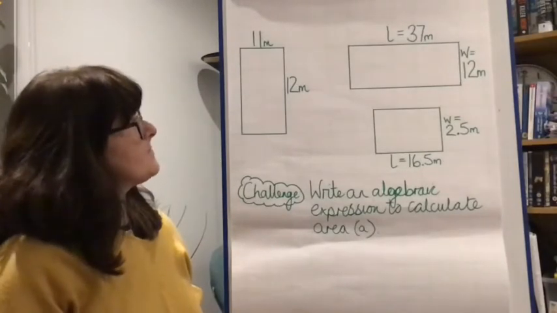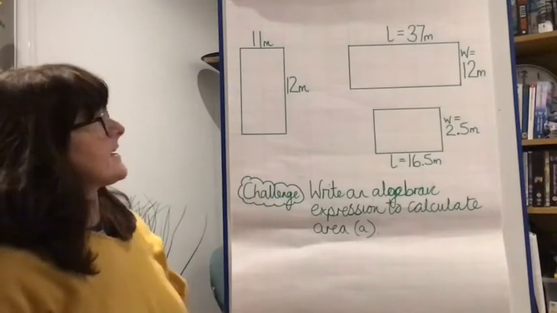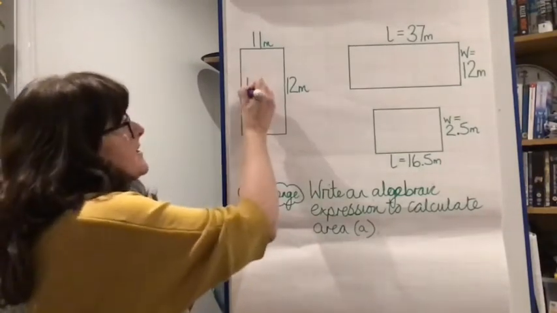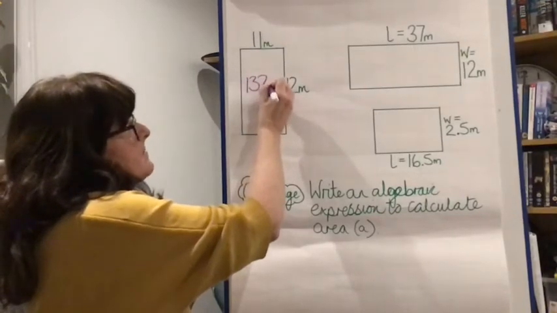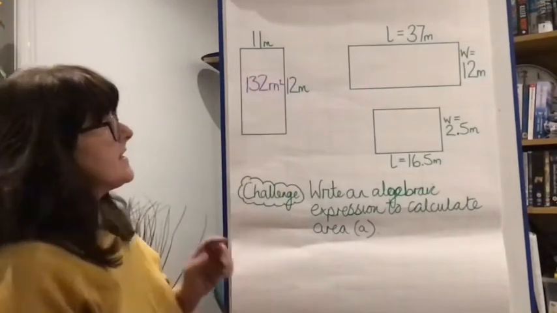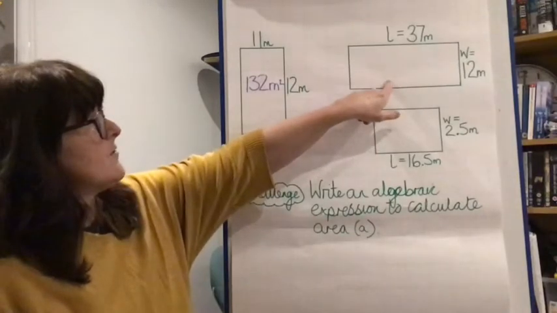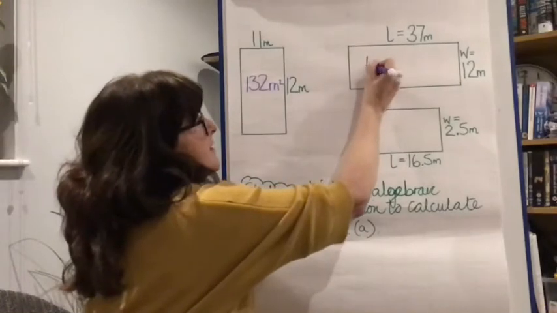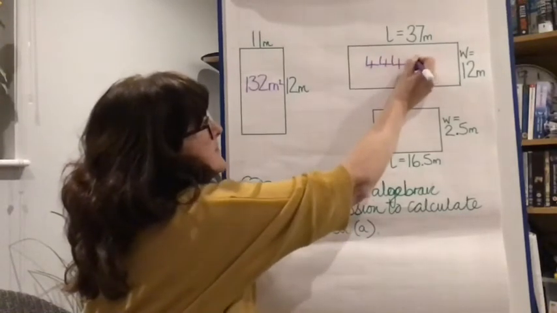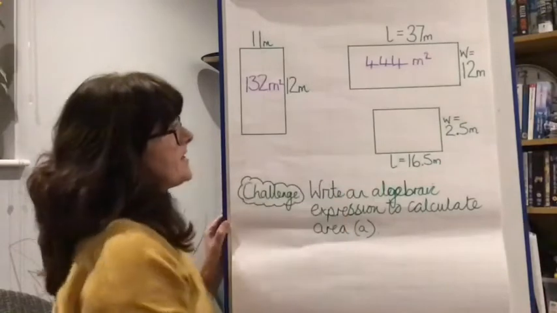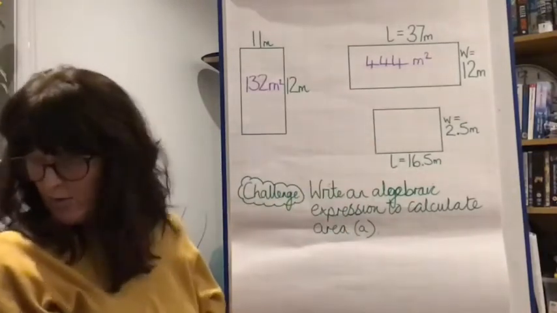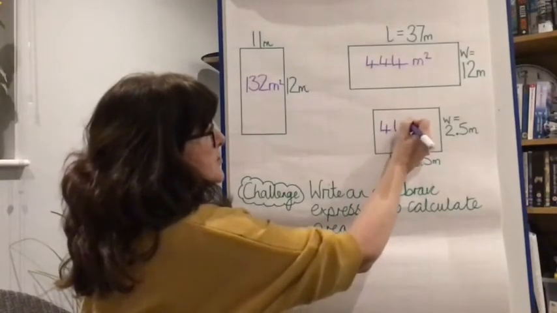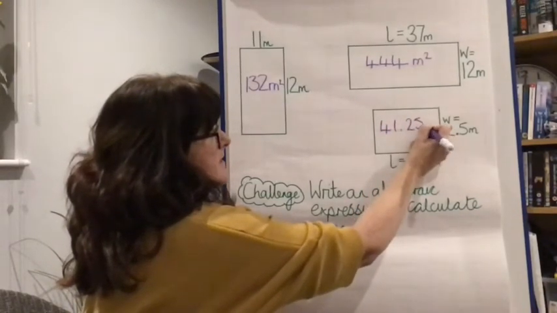How did you get on? Well, the first rectangle has an area of 11 times 12 metres squared, which is 132 metres squared. The second rectangle has an area of 37 times 12, which is 444, all the fours, metres squared. And the third rectangle has an area of 41.25 metres squared.